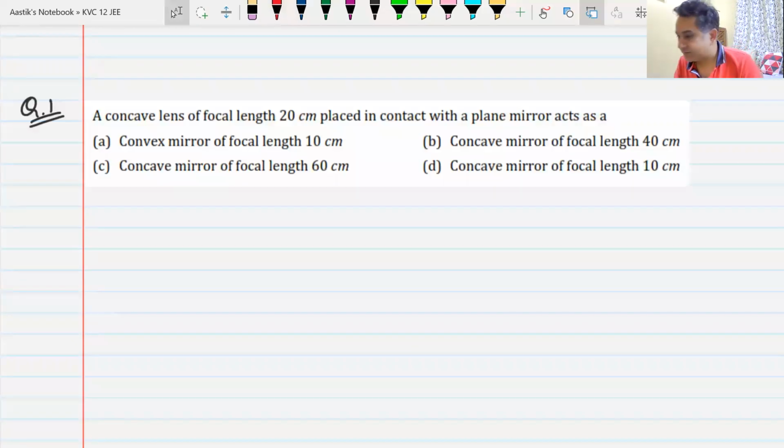Okay, here comes the next question. A concave lens of focal length 20 centimeters is placed in contact with a plane mirror. How does it act? We have done convex lenses. This is a question on the concave lens.